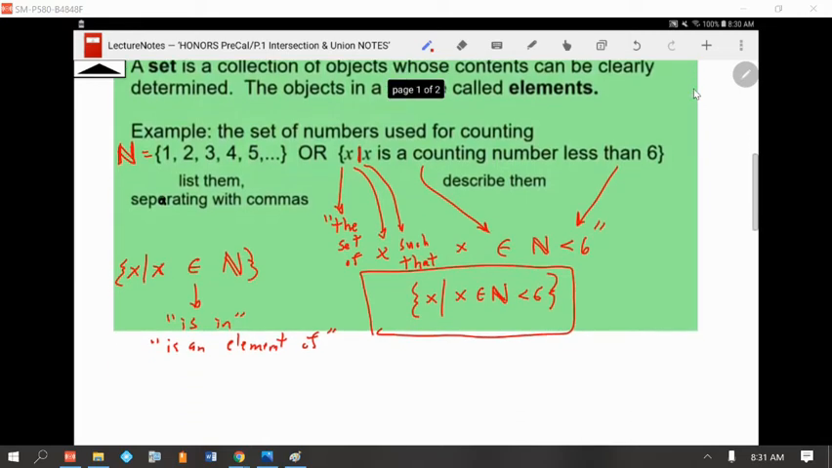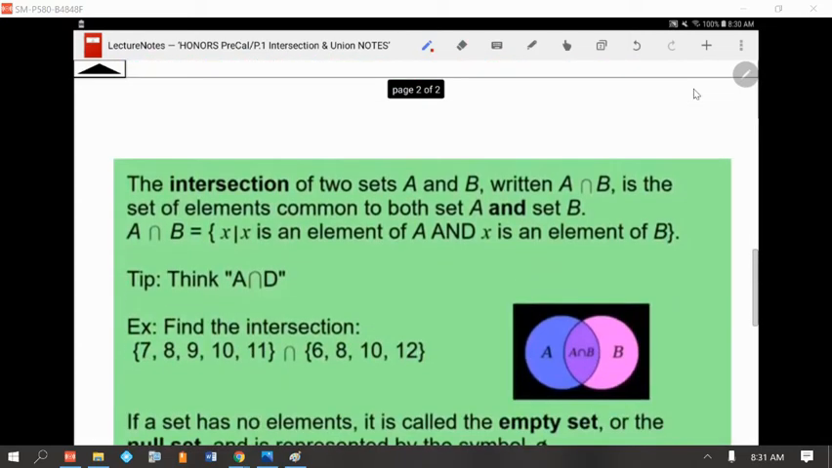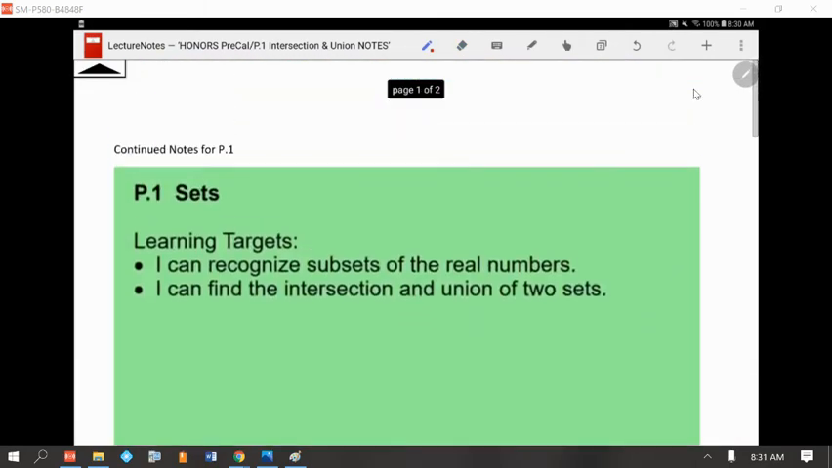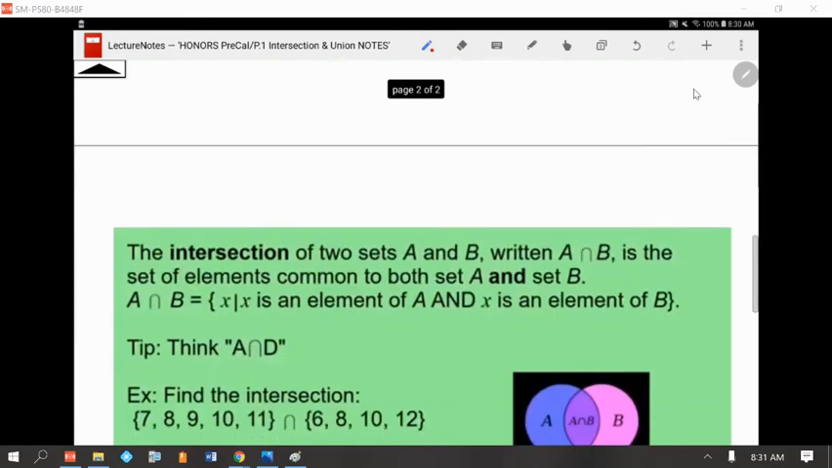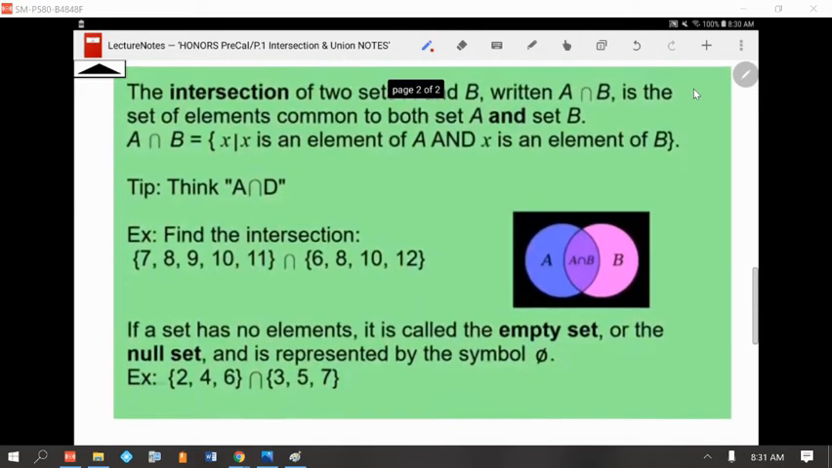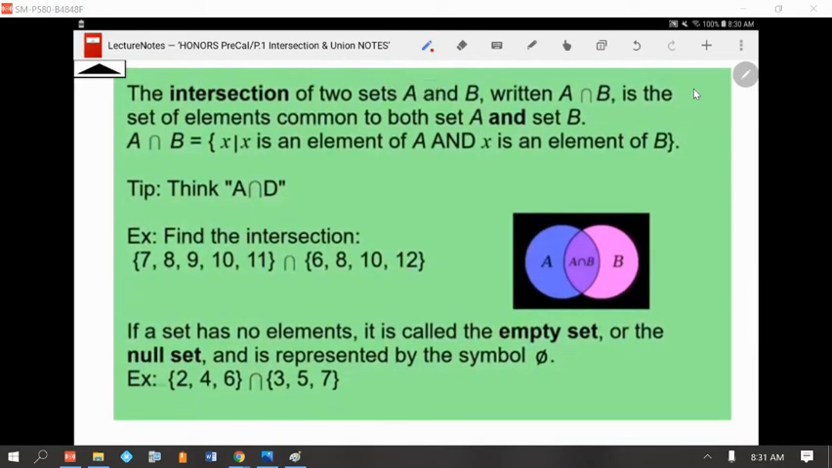Anyway, the main part of our learning target here was that I can find the intersection and union of sets. So I have two more slides. One's on intersection, one's on union. And then these notes will be finished, and hopefully this will be one of the shortest videos I've ever made.